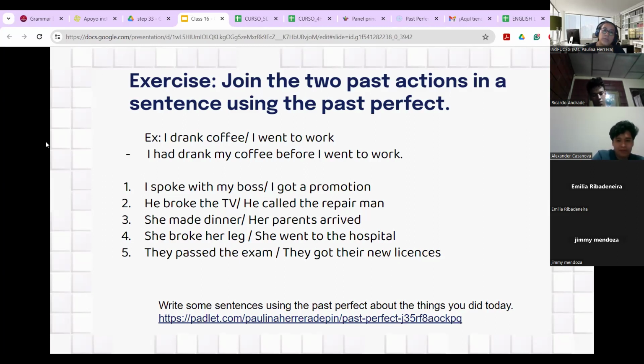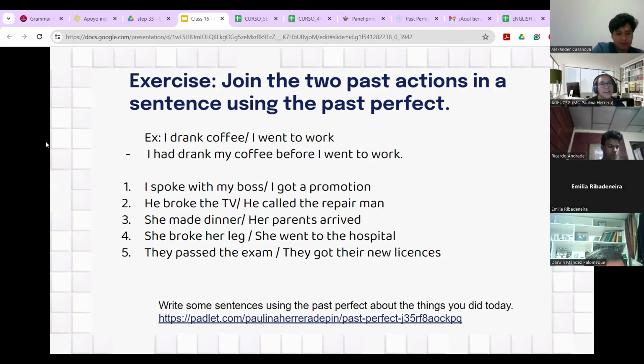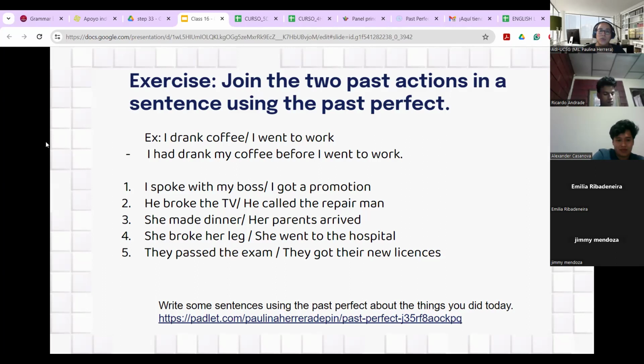Number four, she broke her leg. She went to the hospital. Here, there's only one way to do it, to make a logical connection. She broke her leg, she went to the hospital. Who wants to do it? Okay, go ahead, give it a try. Okay, Alexander, go ahead. She had broken her leg, so she went to the hospital. Exactly, yes, very good.